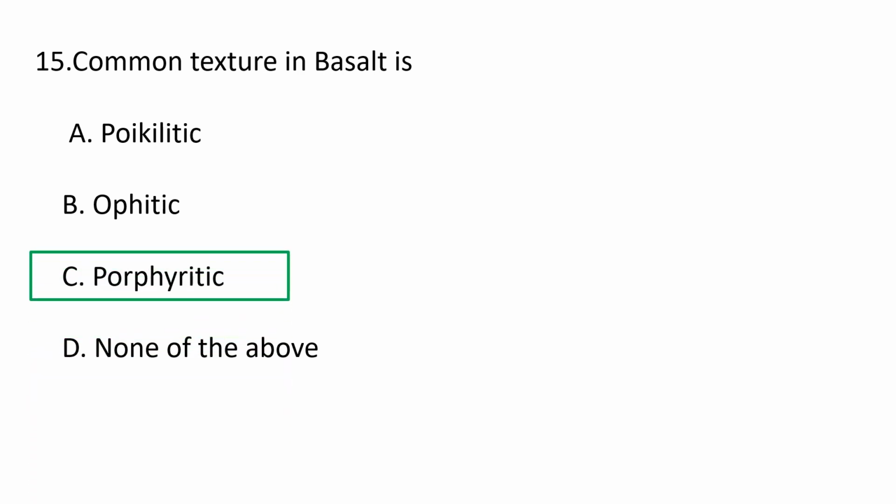Porphyritic basalt is characterized by obvious crystals, usually of plagioclase, which is often white or tan in color, and these crystals are typically interpreted as the phases that formed before the eruption, where magma was being stored as in a magma chamber. So, common texture in basalt is C, porphyritic, the correct answer.